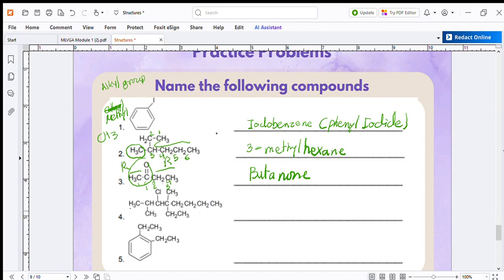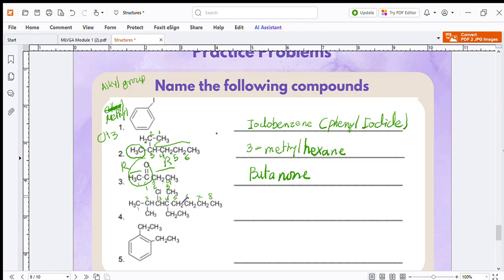So, tingnan natin saan ang longest chain and saan po ang first branching. So, if we count from here, dito po ang first branching. It's most preferable na mag-start tayo here. So, it is 1, 2, 3, 4, 5, 6, 7, 8. So 8 pertains to what? 8, it's for octa or for octane. So octa is for 8. So alam natin yung mother chain is octa.